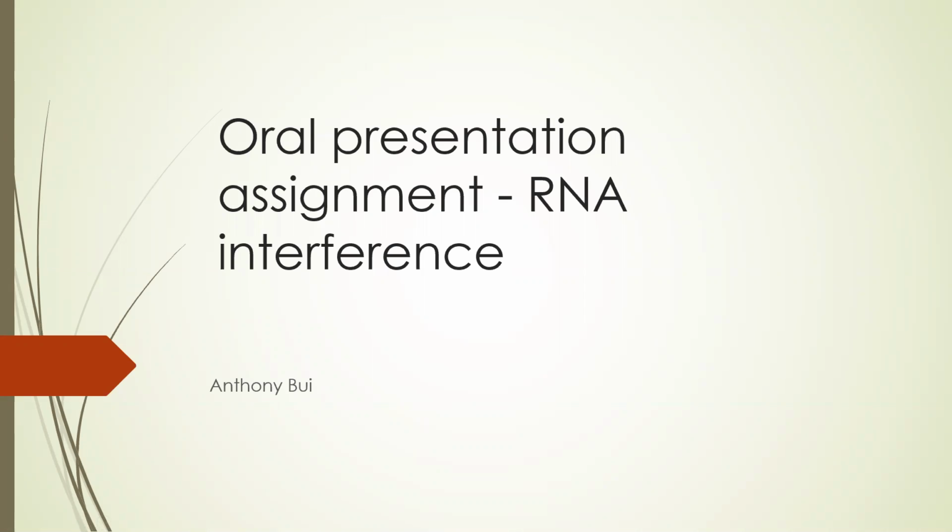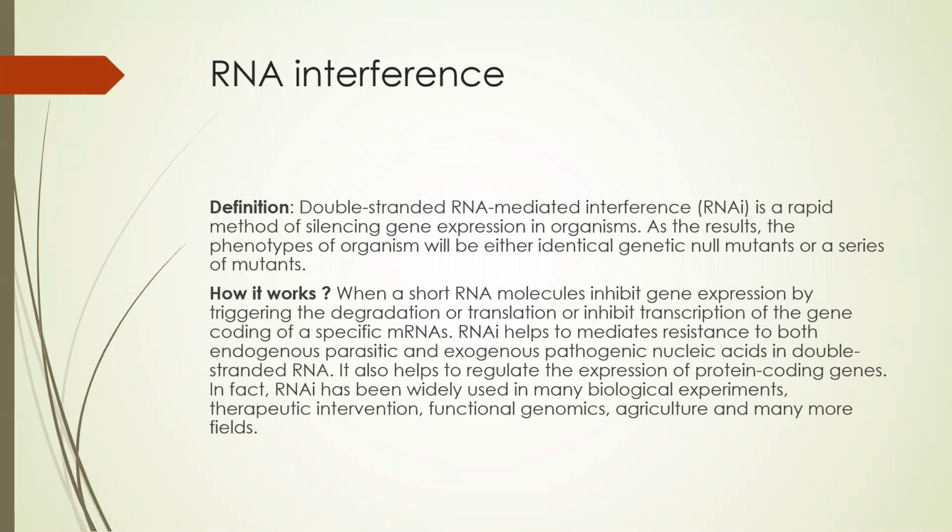For this oral presentation assignment, my group was assigned the RNA interference technique. By definition, RNA interference is double-stranded RNA mediated interference, and it is a rapid method for silencing gene expression in organisms. As a result of this process, the phenotype of the organism is either identical to the genetic wild type, or a series of mutants.